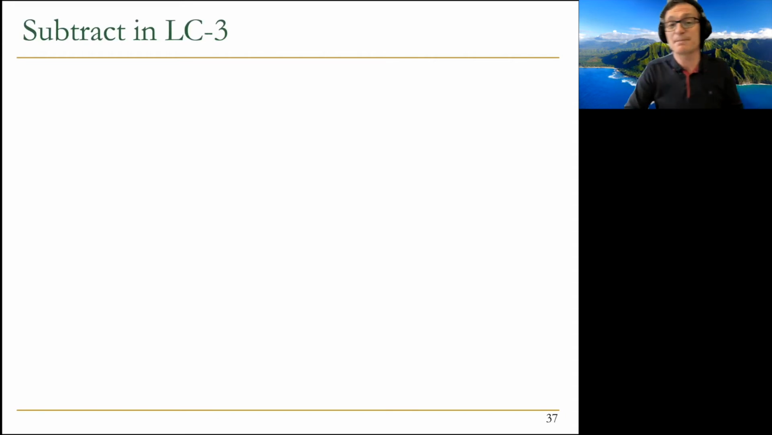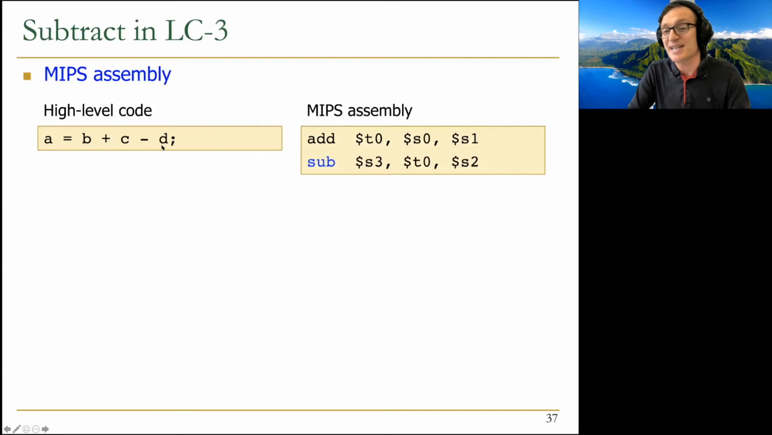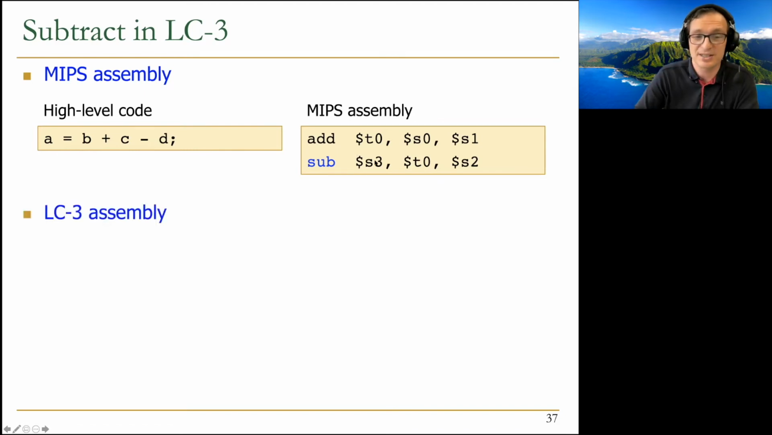So let's take a look at subtract in LC3. So subtract doesn't exist in LC3, but you can do it using add, right? So a MIPS assembly looks like this, let's say. We're going to look at it in MIPS also. So high-level code looks like this, B plus C minus D. MIPS assembly basically translated to add and subtract, right? Assuming that registers are stored in some places. So S0, S1 correspond to B plus C. T0 is temporary. And then T0, basically you're subtracting D from T0 temporary value, which was B plus C, and then storing the result into S3.